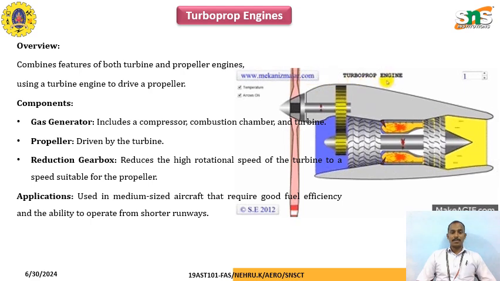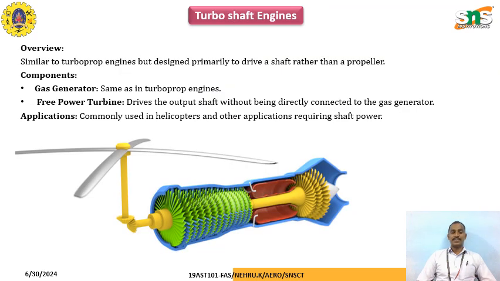The application of the turboprop engine is in medium-sized aircraft that require good fuel efficiency and the ability to operate from short runways. Next one is the turboshaft engine, similar to the turboprop engine but designed primarily to drive a shaft rather than a propeller. The major components: gas generator and free power turbine. The gas generator is the same as in the turboprop engine, whereas the free power turbine drives the output shaft without being directly connected to the gas generator. The turboshaft engine is commonly used in helicopters and other applications that require shaft power.